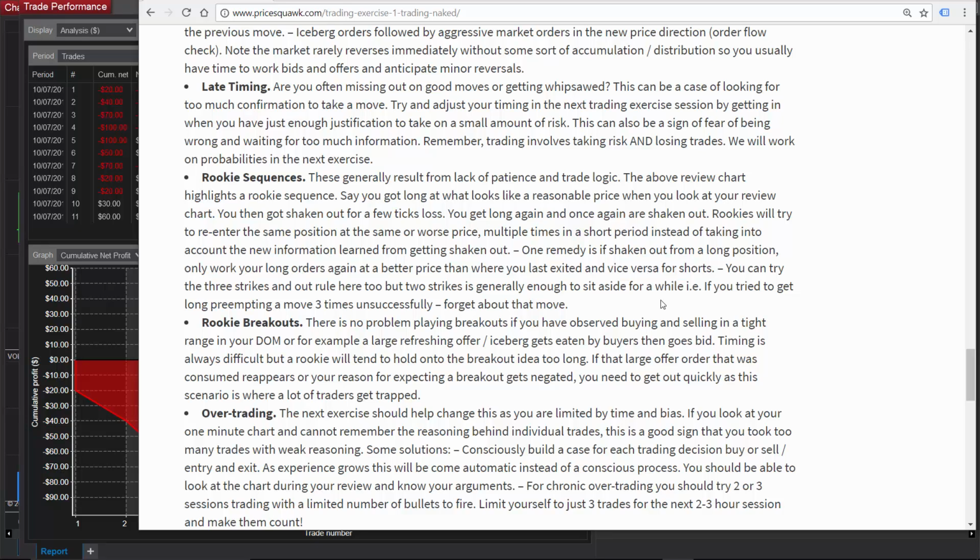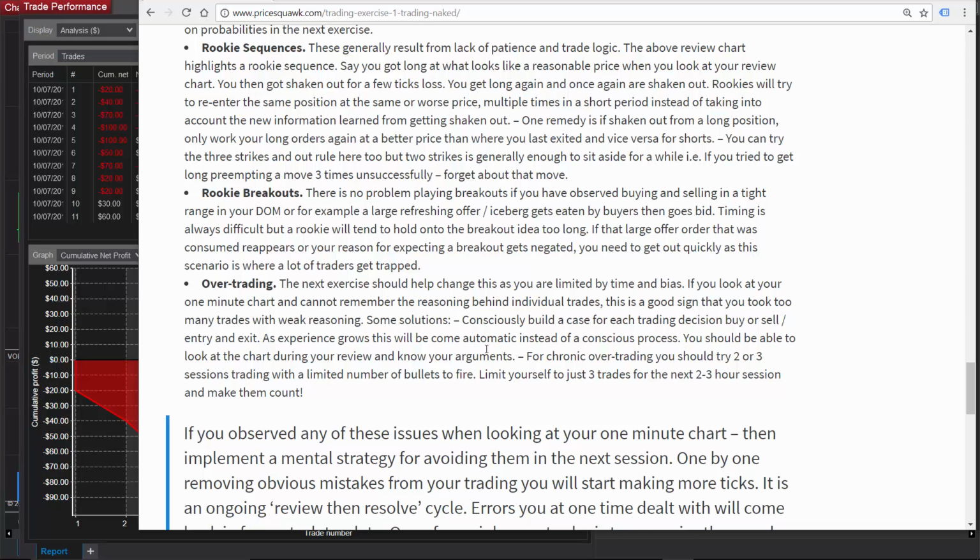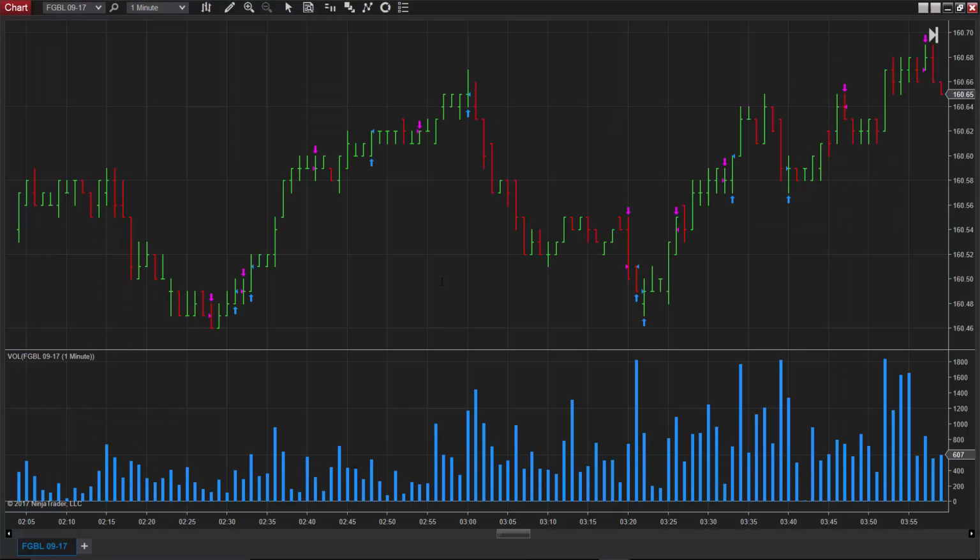For instance, if you're just obsessed with playing the market short and the market keeps going up and you keep trying to get short and puking out, those are the sort of rookie sequences that we talk about in the trading drill. Overtrading is another one, where if you look at your 1-minute chart and you have a ton of trades, multiple trades per 1-minute bar, that's a sign of overtrading. The trading drill goes into some detail of the particulars here.